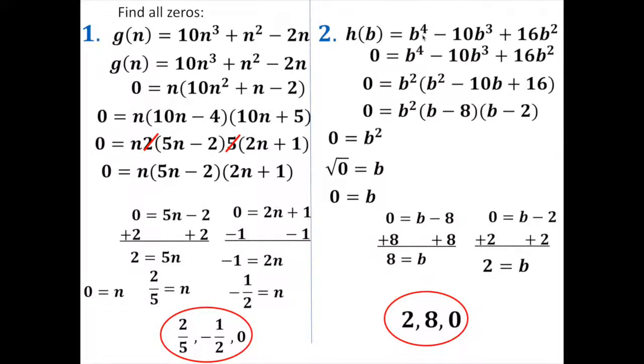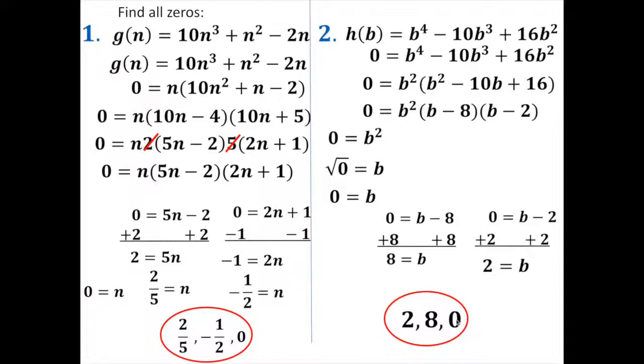B equals 0. Now this one sounds a little bit weird because the degree on this one is 4, meaning we should have 4 answers. 2, 8, and 0 is only 3 answers. Technically speaking, we have 2 zeros. This is the b squared equals this. There are 2 zeros here, and if you graph that one, you'll start to see it.